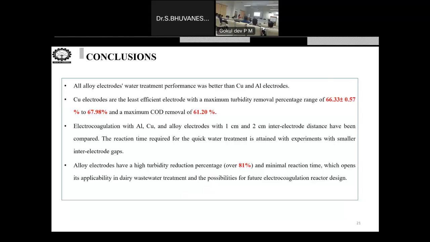And the copper electrodes, no? Copper electrodes are the least efficient electrode, with a maximum turbidity removal of 66 when copper is used alone. Because with copper alone, what is the problem? Why does it have a lower percentage, like 67 or something, when you use copper alone? Because it is very hard.